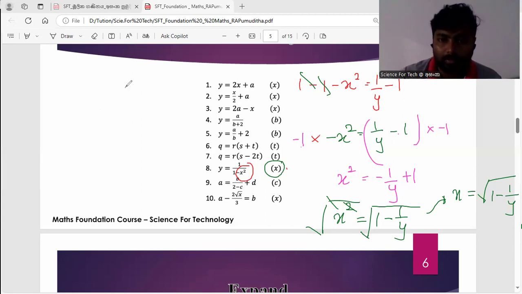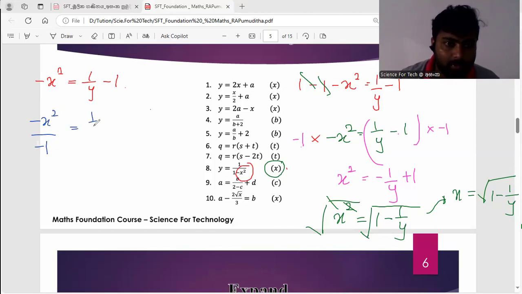Okay, then I'm going to divide it. Here, minus x squared equals 1 divided by y, then minus 1. Then I'm going to divide this. Okay, x squared divided by minus 1 equals here 1 divided by y. I will write it like this. Did you understand this part? 1 divided by minus 1 means? Okay, 1 divided by minus 1.